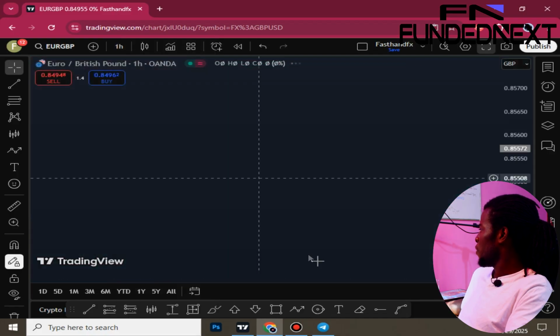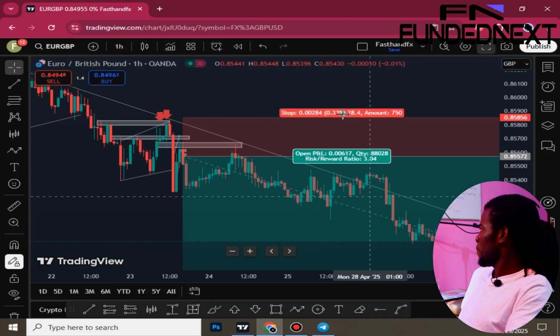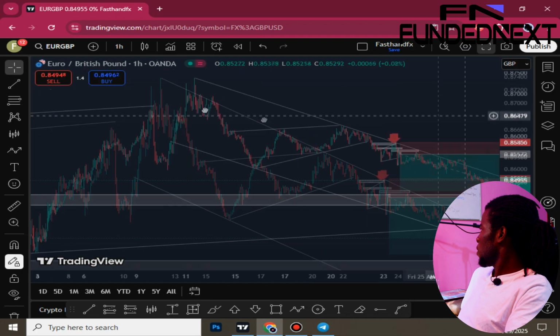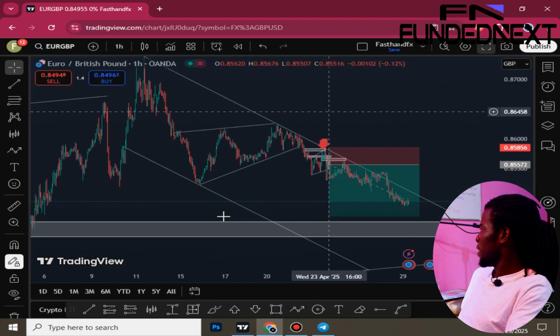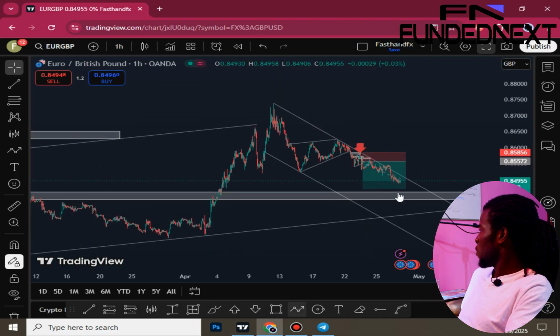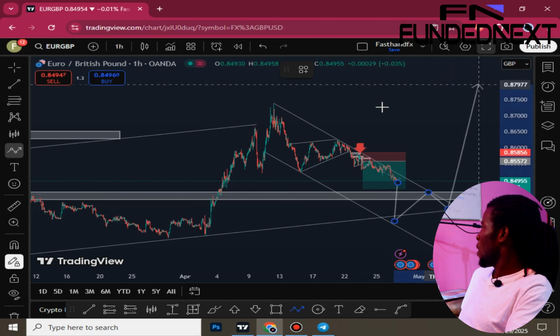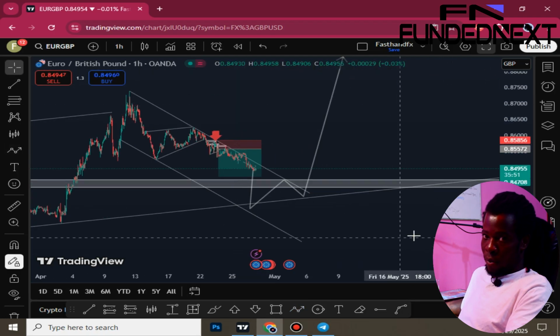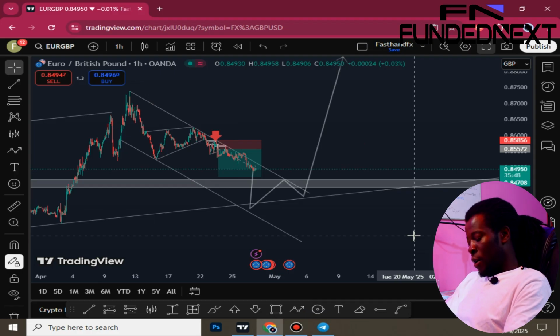Price really respected that 1 minute time frame, and of course my anticipation is to target this level right here, because I still believe that Euro GBP will try to go back or hit this level right here before we start looking for now our long position. I hope that makes sense.